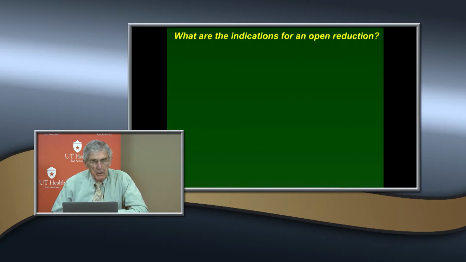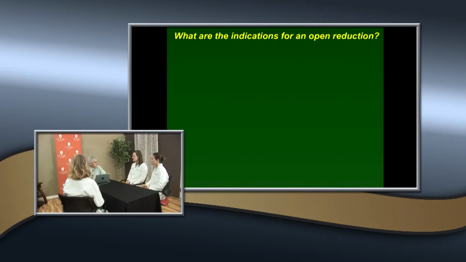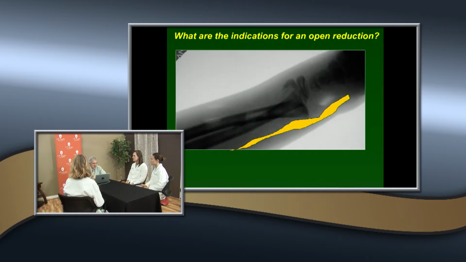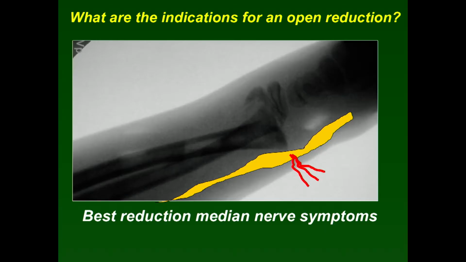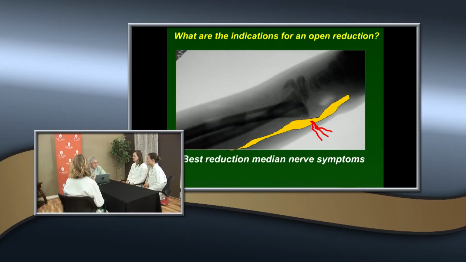Now, what about an open reduction? What would you think would be the primary reason for a closed fracture but an open reduction? If there's concern for neurovascular structures. That's right. That's very good. Here's a good example. This patient had the best reduction. They had tried twice to do this, and this patient still had numbness in the hand and median nerve symptoms. Are you going to leave this alone, let it remodel? No.